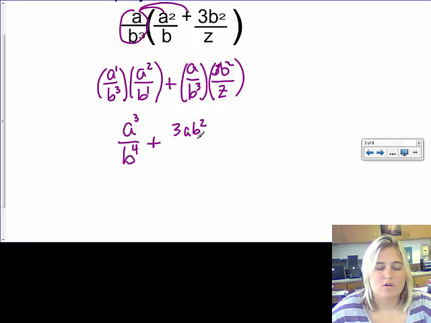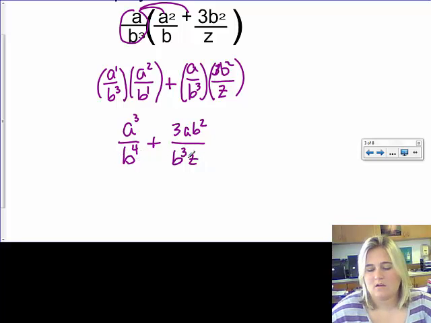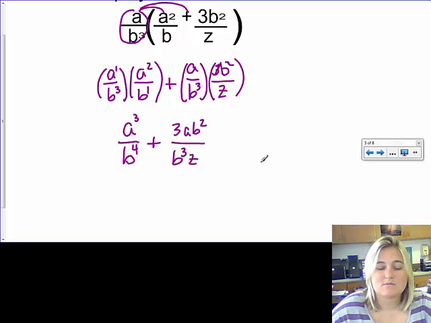Remember, whenever they're not like bases, we just tack them together. Over b to the third times z, again, not like bases, so we just tack them together. B to the third times z. This is my final answer because I do not have a common denominator here. This is where I stop. Final answer.